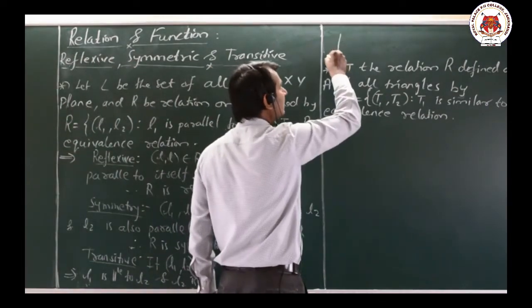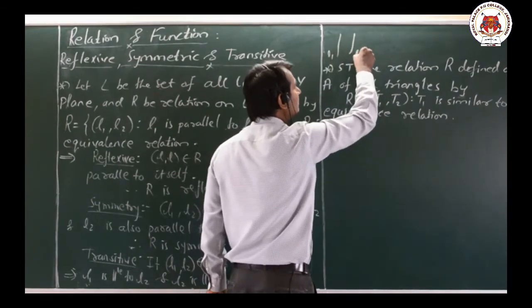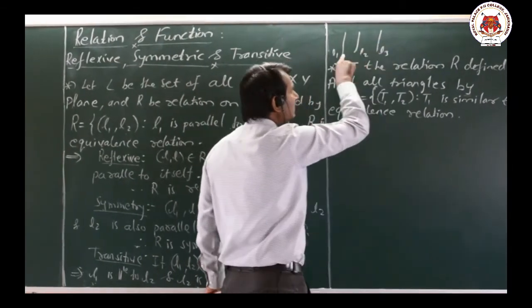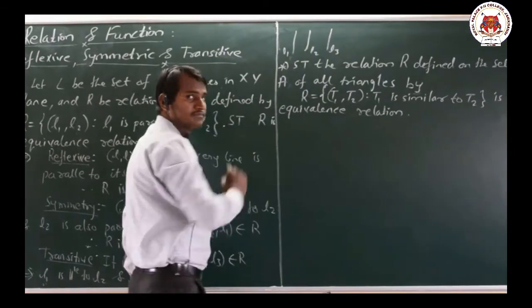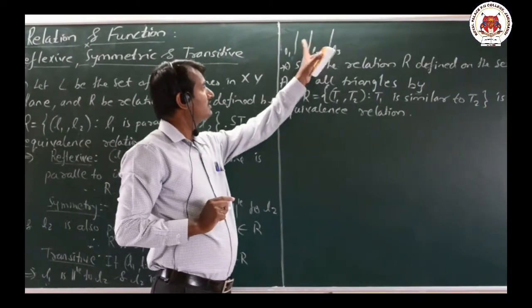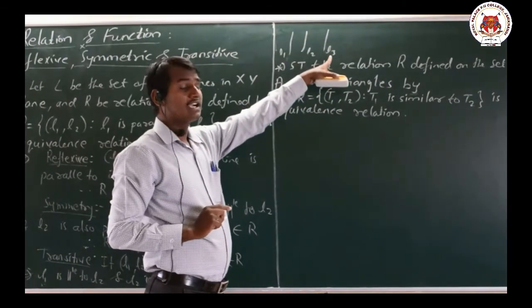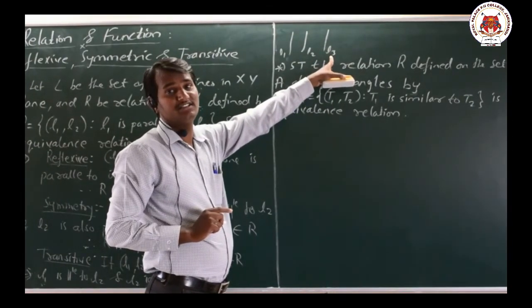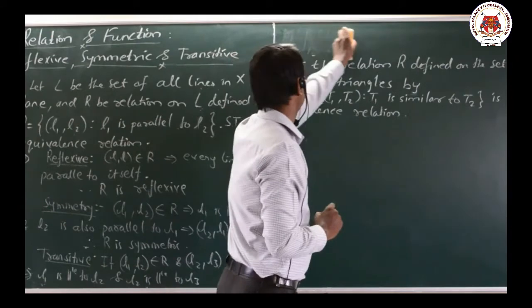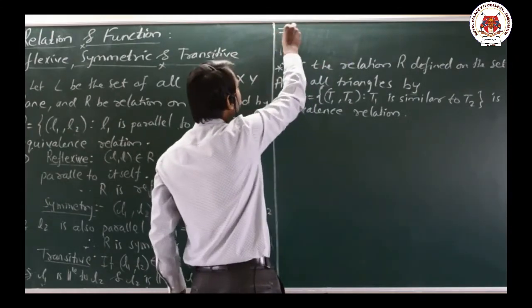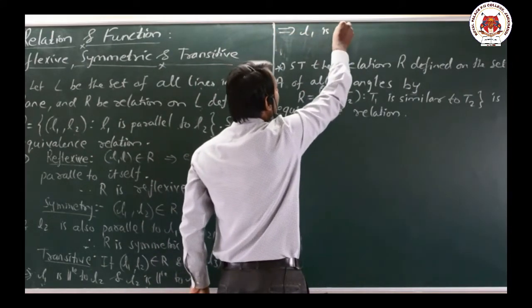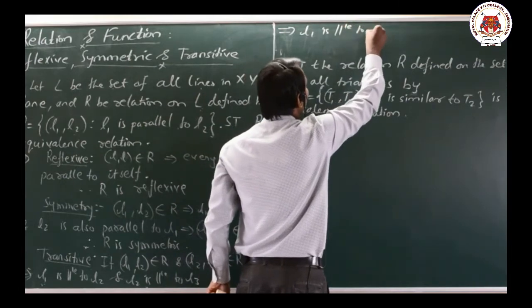Let us take it as L1, L2, and L3. L1 is parallel to L2. L2 is parallel to L3. That means what can we conclude? L1 is parallel to L3. Okay dear friends, pay attention here, that implies L1 is parallel to L3.